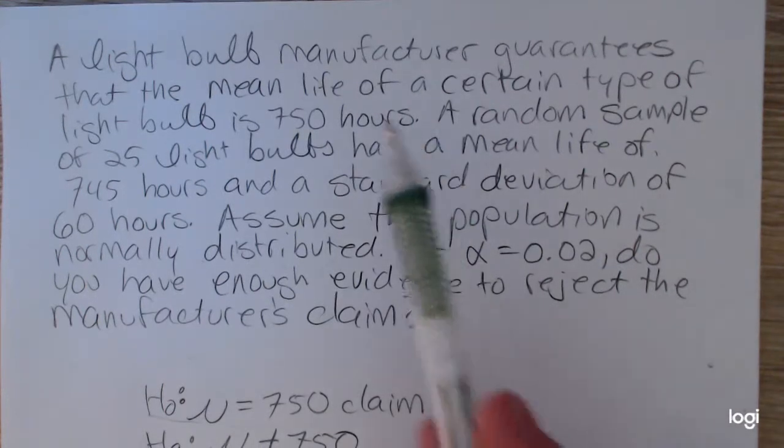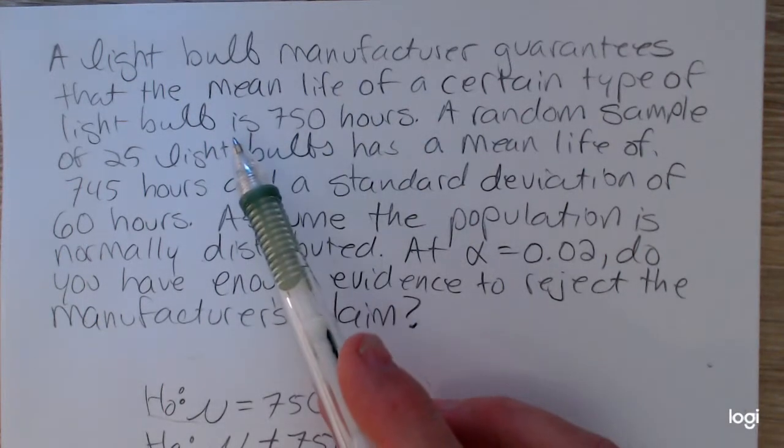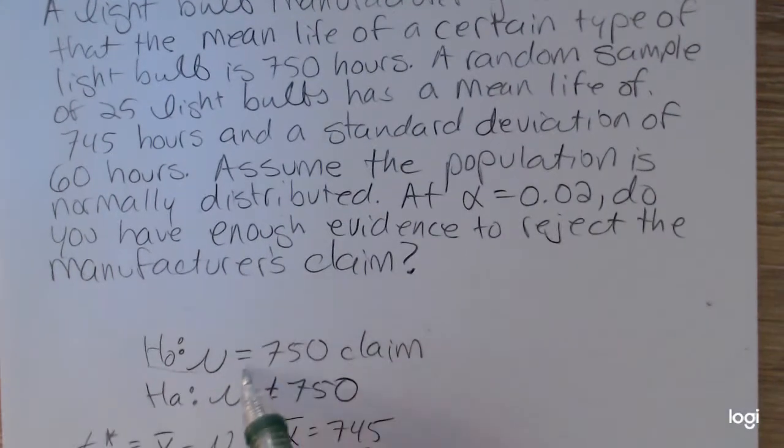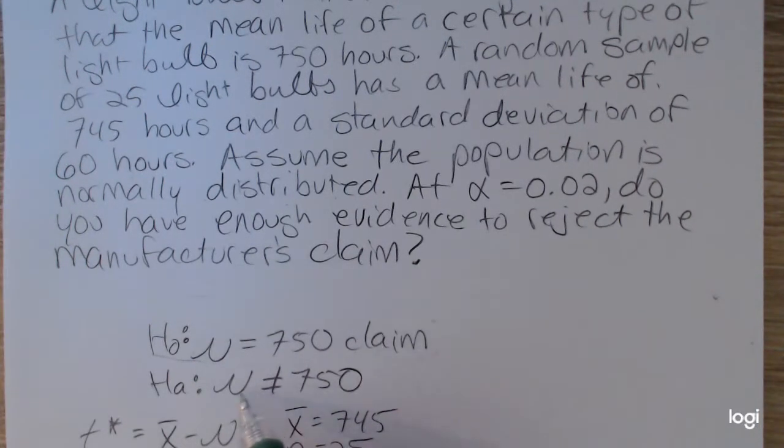The claim from the manufacturer is that the mean life is 750 hours. So as a mathematical statement in terms of mu, that's going to be mu equal 750, and that is the manufacturer's claim, so that makes the claim the null hypothesis. There's no sense of direction implied here. The alternative will be not equal to 750.